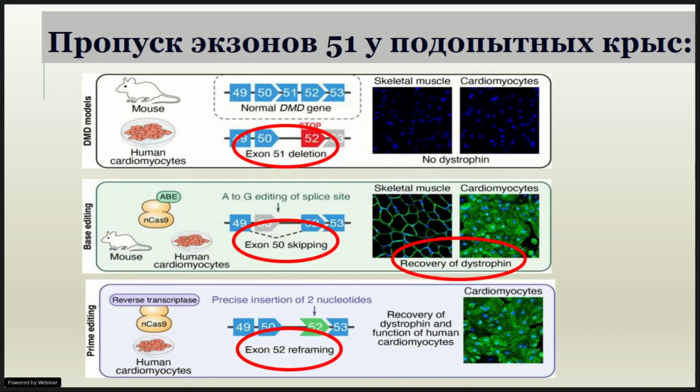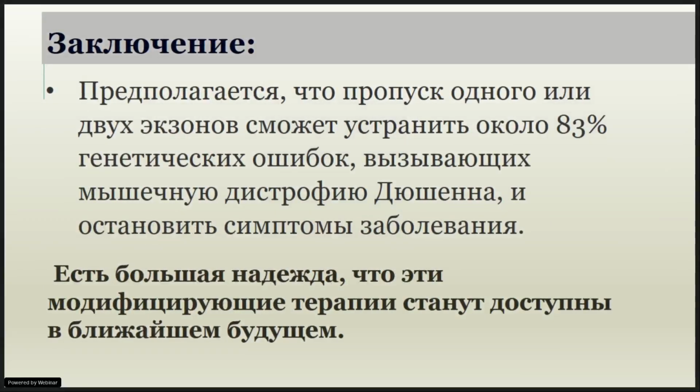And this is the experimental trial in rats, which shows exon 51 deletion. And this is the molecular patch and plaster to skip this deletion. And this is recovery of dystrophin. Lastly, the dystrophin is produced as normal in rats. Now we are in the stage of clinical trials for this example.